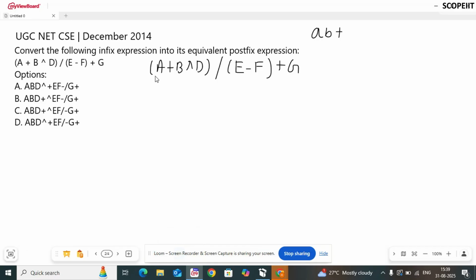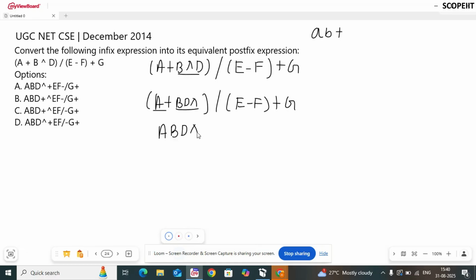So it will become A plus, first of all we'll solve this one. So it will become A plus BD caret. Now this is one term, still we have a bracket remaining as it is. Okay, now here this is A plus BD caret. Now this and this. So it will become A, B, D caret and plus will be the last one. Now this is solved, and this is one term. Divide. Now it is in bracket, so we can solve this also. So it will become E, F minus. Now this is also one term, plus G. Okay, so now we'll solve this and this divide.